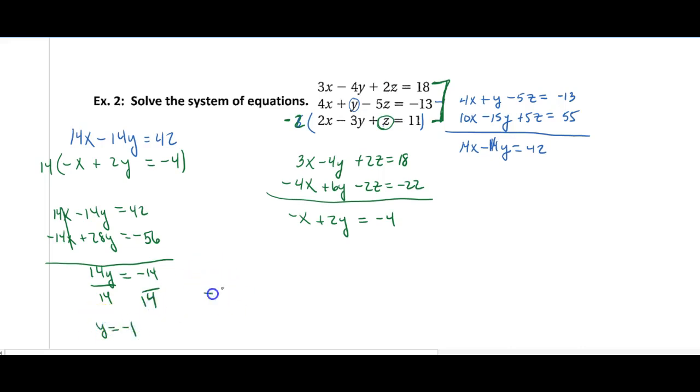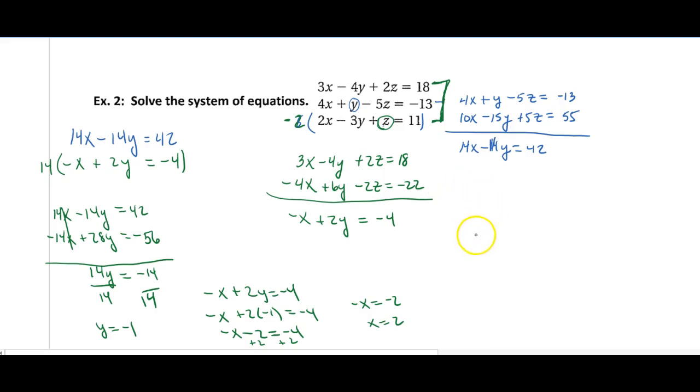Now to find x, I'm going to take negative x plus 2y equals negative 4 and plug y in there. So negative x plus 2 times negative 1 equals negative 4. Negative x minus 2 equals negative 4. Add the 2. Negative x equals negative 2. x is equal to 2.